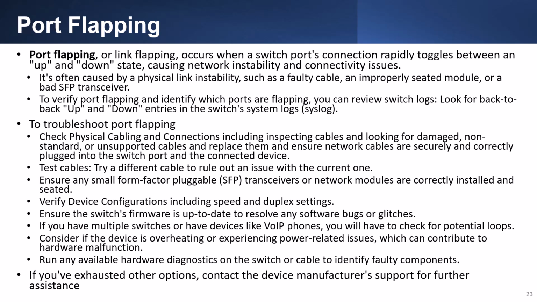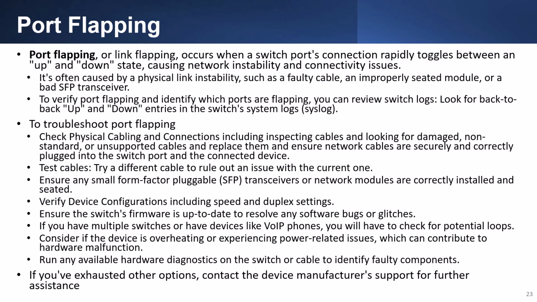To troubleshoot port flapping, check physical cabling and connections, including inspecting cables and looking for damaged, non-standard, or unsupported cables, and replace them, and ensure network cables are securely and correctly plugged into the switch port and the connected device. Test cables by trying a different cable to rule out an issue with the current one. Ensure any small form-factor pluggable, or SFP, transceivers or network modules are correctly installed and seated. Verify device configuration, including speed and duplex settings. Ensure the switch's firmware is up to date to resolve any software bugs or glitches.